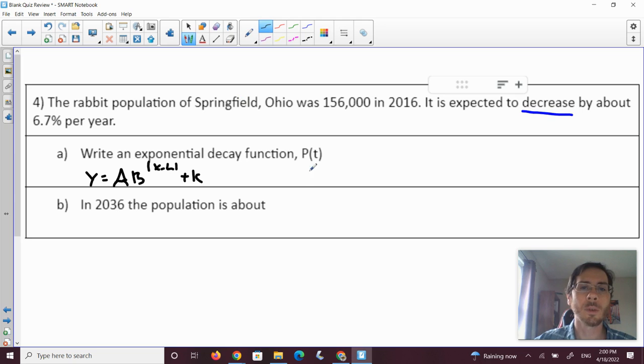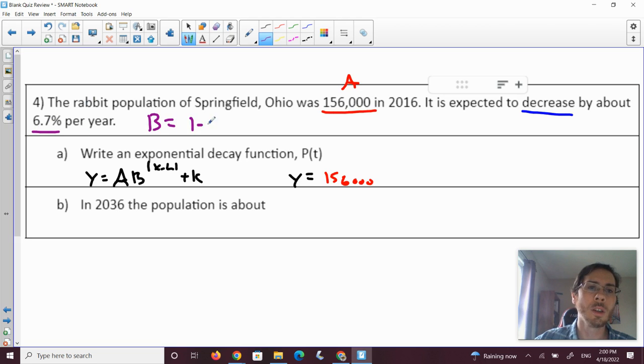All right. So if I want to write this out, I'm going to see what my starting value is, because a is the starting value. So I'm going to get 156,000. That's going to be a. For b, I have to be careful because since we're decreasing by 6.7%, b is going to be 1 minus 0.067. Remember, we always have 1, and we get the minus sign for decay. So our decrease here is going to be the minus sign, and 6.7% is 0.067.